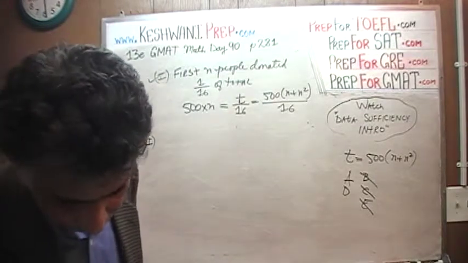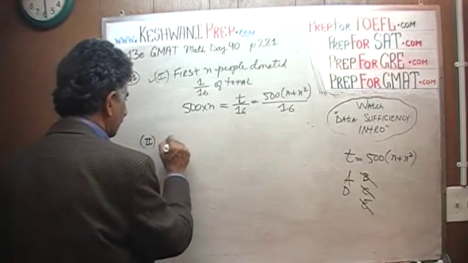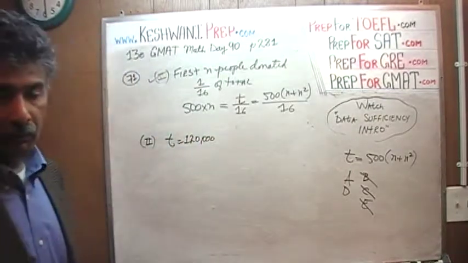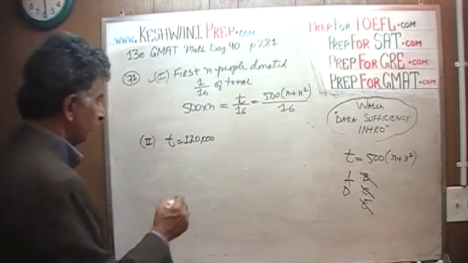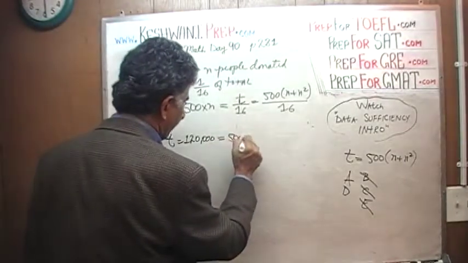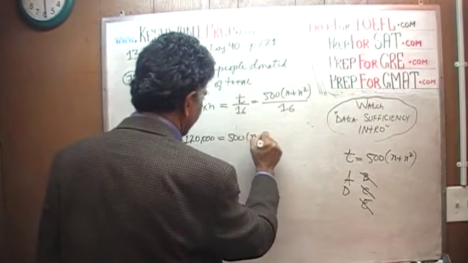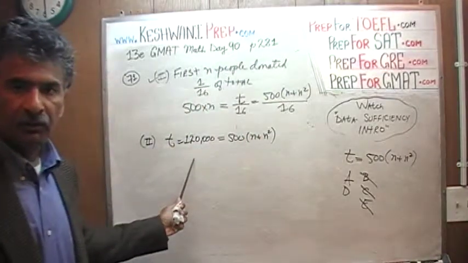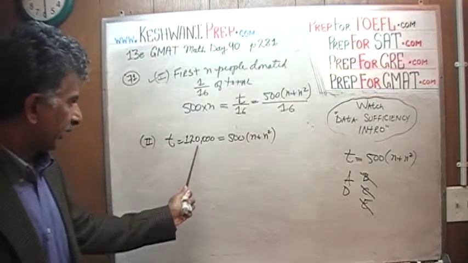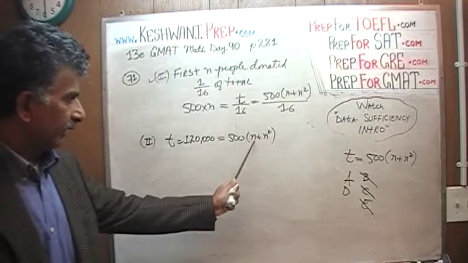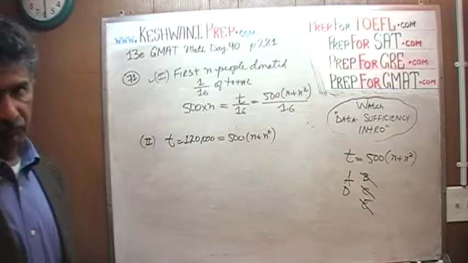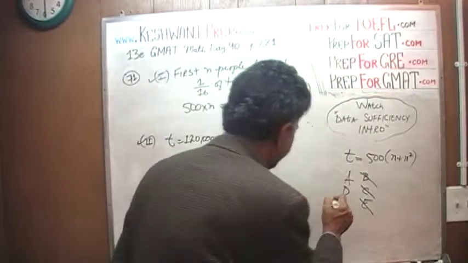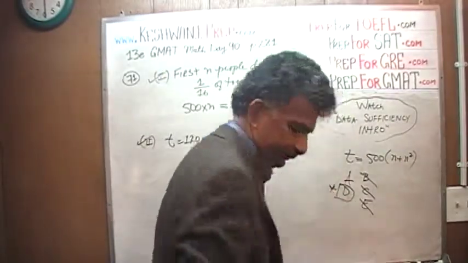The second statement tells us that the total contribution was $120,000. Again, we know the equation for the total contribution: 500 times n plus n squared. As you can clearly see, this is an equation with just one variable. There is no other variable here. 120,000 equals 500 times n plus n squared. Of course, it can be solved very easily. The second statement by itself is also enough. Therefore, the answer is D. That's it. We are done.